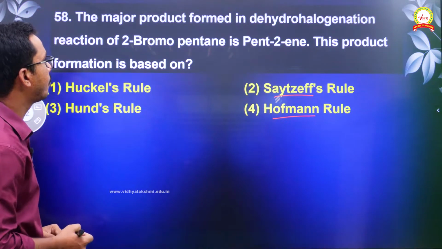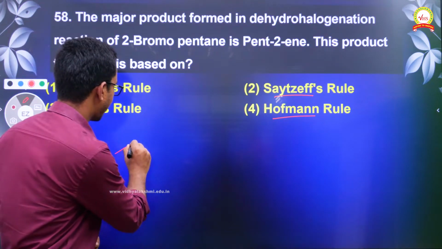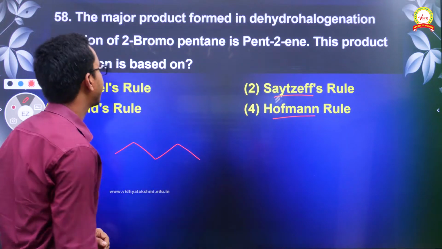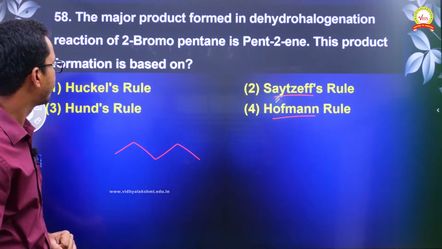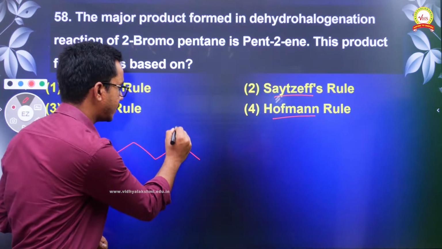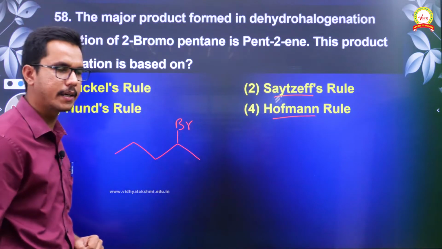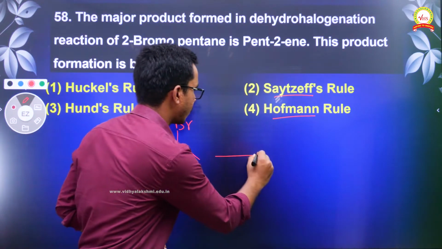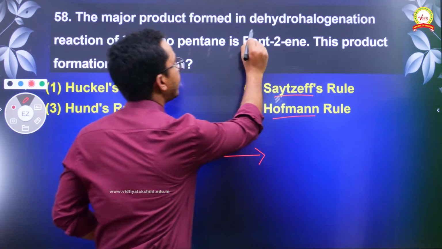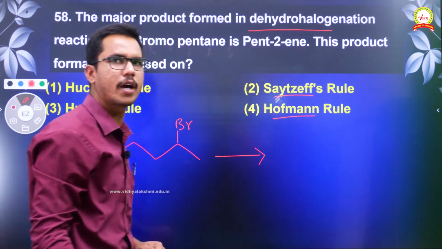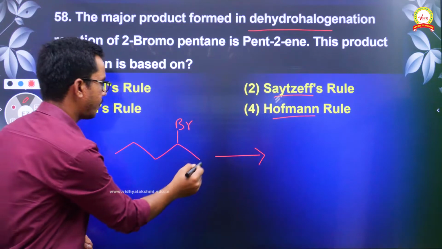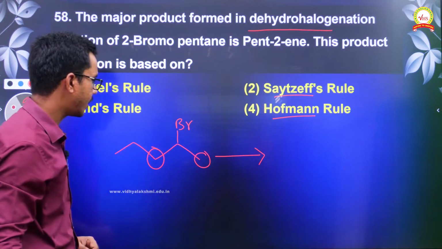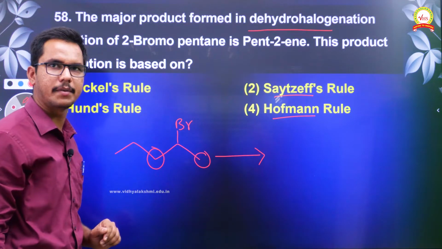Now let us take bromopentane. Pent means what? 1, 2, 3, 4, 5 carbons. At which carbon do we have bromine? At the second carbon. This is bromine right here. Now on elimination, which elimination is it? Dehydrohalogenation elimination. Dehydrohalogenation means what? One hydrogen from any one of these adjacent positions and bromine gets eliminated, right?